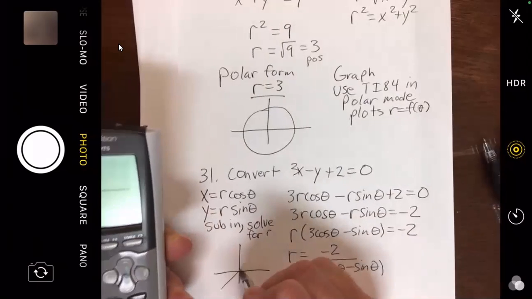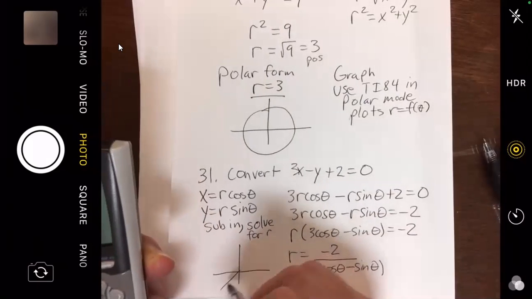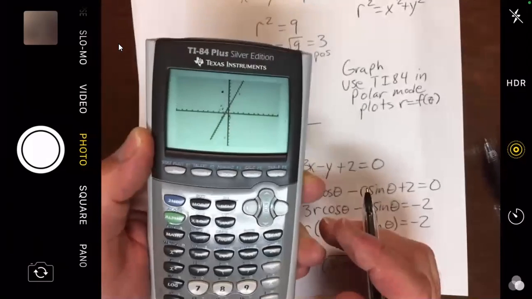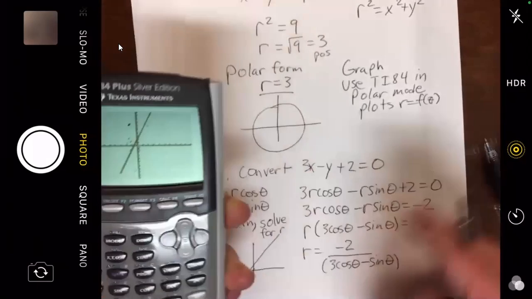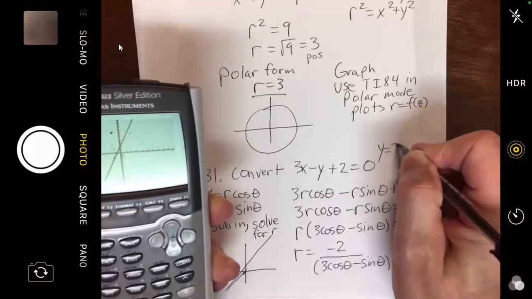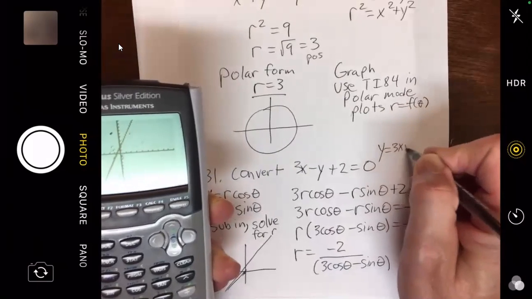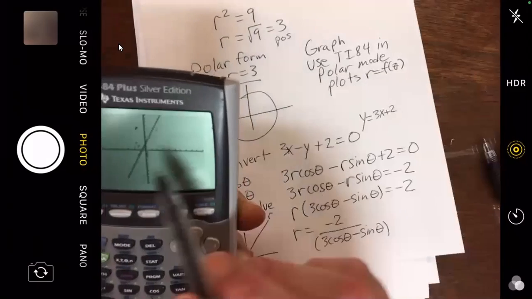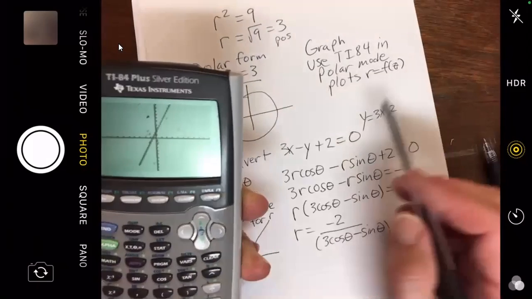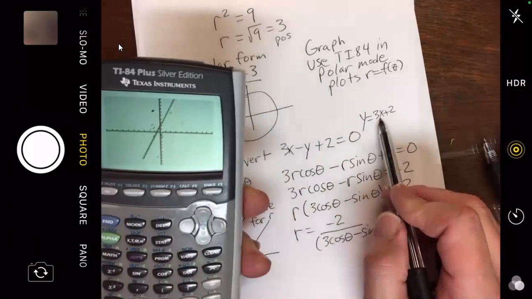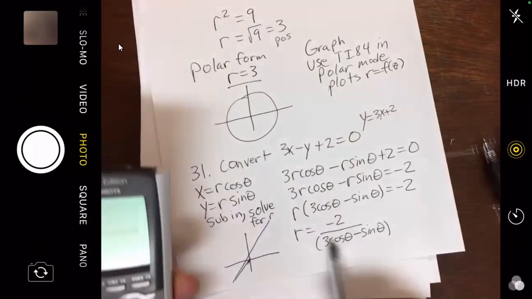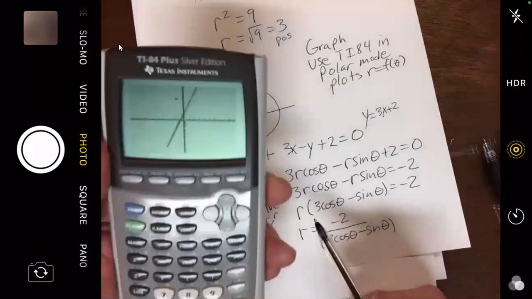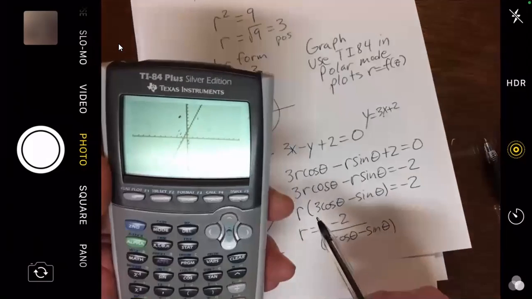It doesn't go through the origin, it goes a little above it. You can kind of see, if you put the y over, you're basically getting y equals 3x plus 2. If I graph this in function mode, you see I got a y-intercept of 2, slope of 3. And this is its polar form, and you're going to get the same graph in polar mode that you would in rectangular mode.